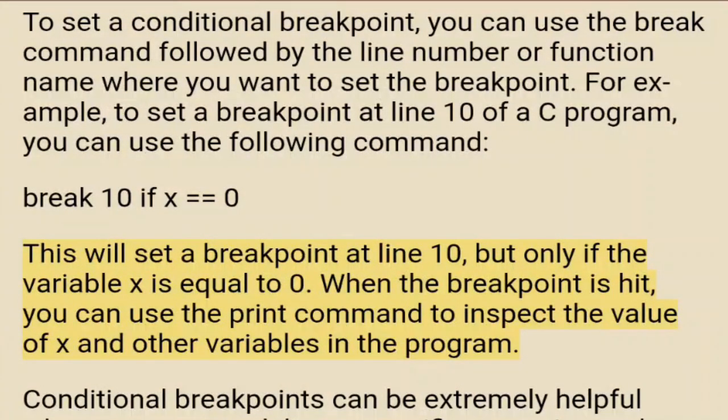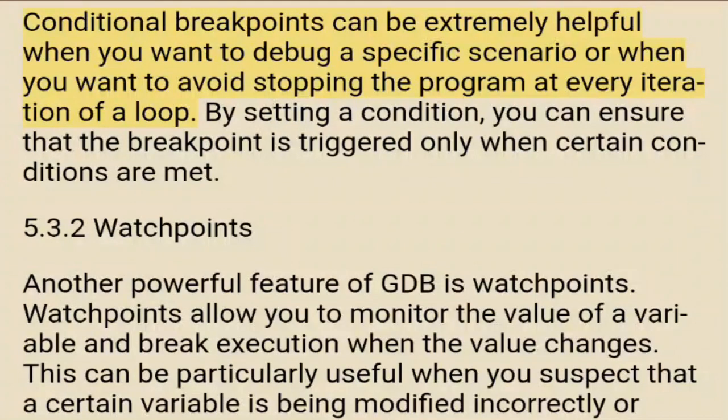When the breakpoint is hit, you can use the print command to inspect the value of x and other variables in the program. Conditional breakpoints can be extremely helpful when you want to debug a specific scenario or when you want to avoid stopping the program at every iteration of a loop. By setting a condition, you can ensure that the breakpoint is triggered only when certain conditions are met.